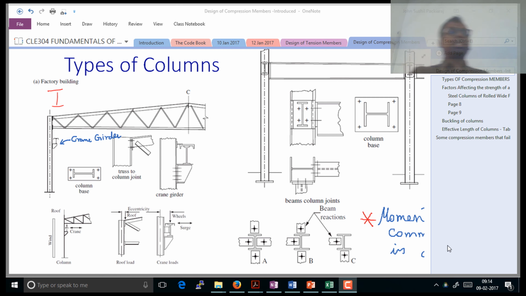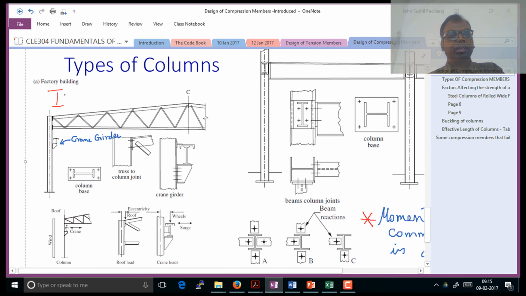Okay, so if you look at the columns here, you will find that there is a little change in the way the loading takes place. Suppose you look at this column, it would be an I section. Then on a bracket, you have another section running. This is again another I section, and on this the crane girder will run up and down.